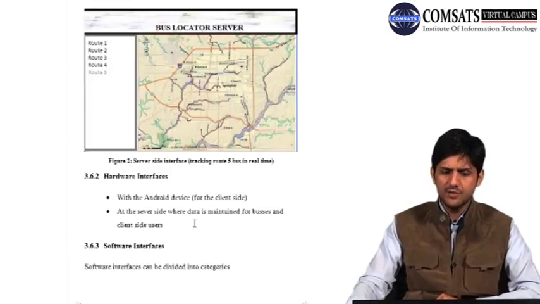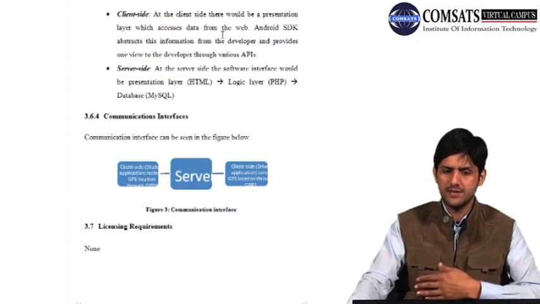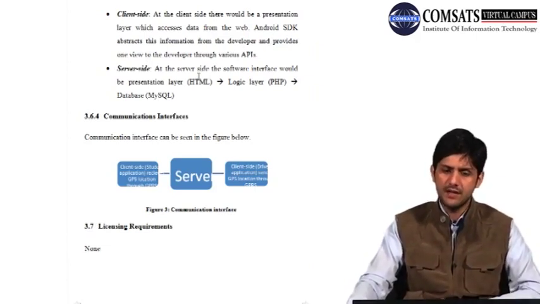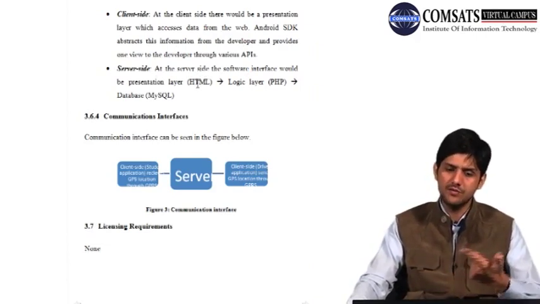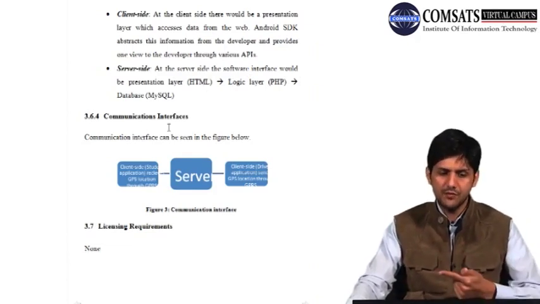And what are the software interfaces? So we're saying that they can be divided into two categories. Client side, we will have the Android SDK. We will be using a couple of APIs, for example, the Google Maps API. On the server side, the software interface would be the presentation layer, which would be HTML, the logic layer, PHP, and the database, MySQL.